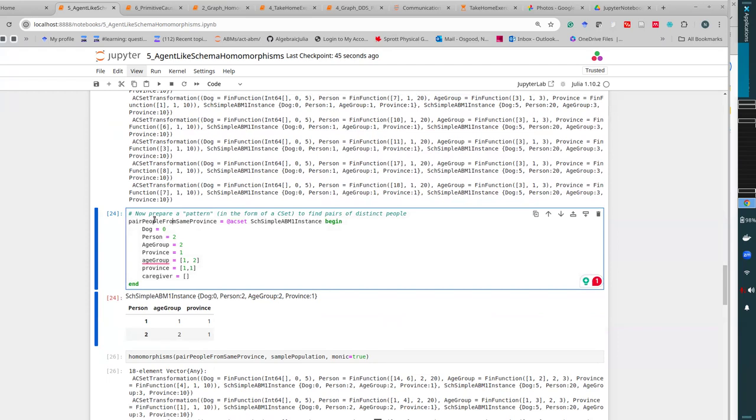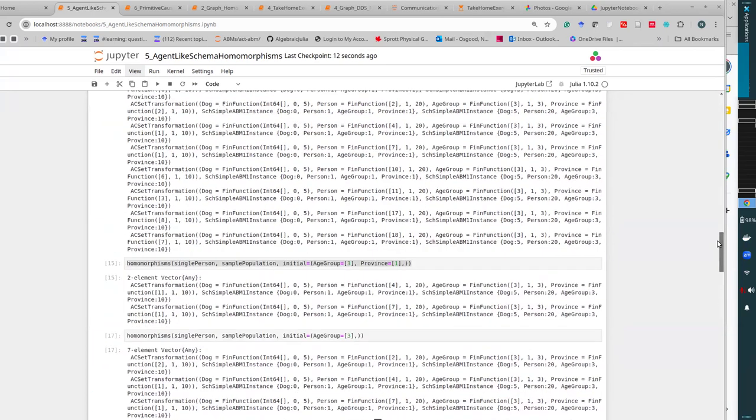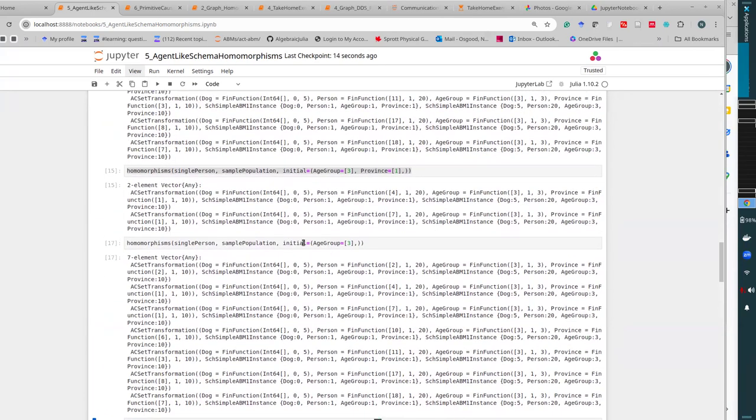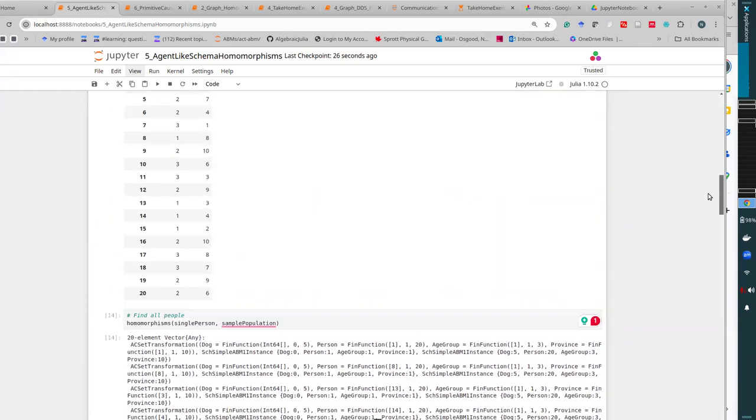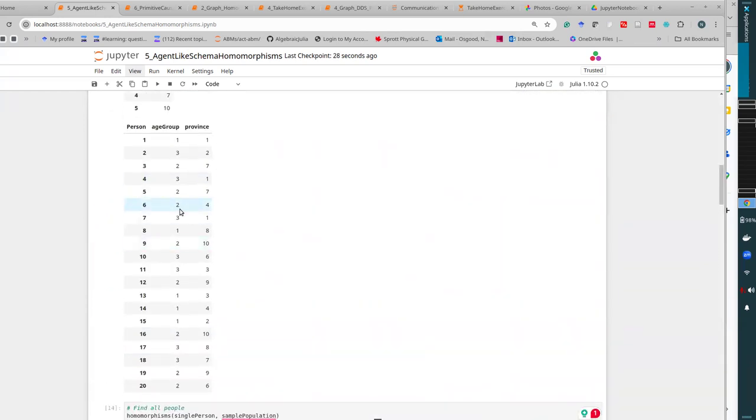I'm asking, find me all people who are in age group 3 in province 1. I'm saying, find me all people in this database whose age group is 3 and province is 1.